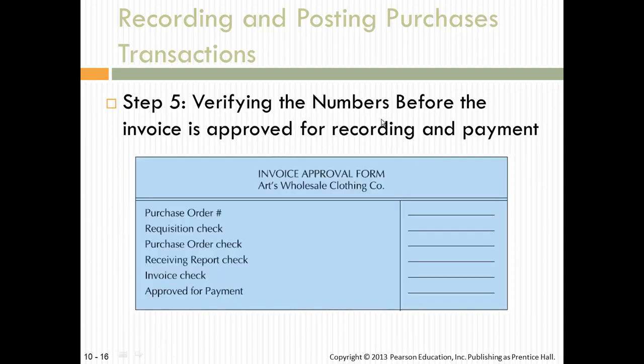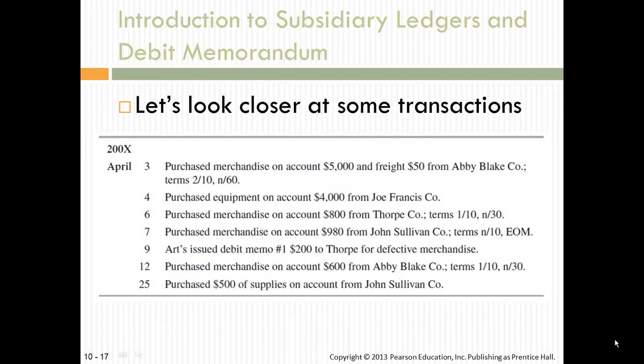So here's step 5, verifying the numbers before the invoice is approved. So just what I just mentioned. There's a purchase order number, a purchase order check, a receiving report check, an invoice check, and approved for payment. So this is very manual, but this is what's happening behind the scenes, even in a computer program. So auditors look to make sure when a vendor is paid that all of these things are in the packet. There was approval for the purchase, approval for the requisition of the purchase, the stuff was received, and then it was paid for.